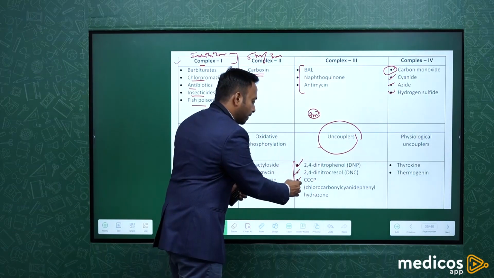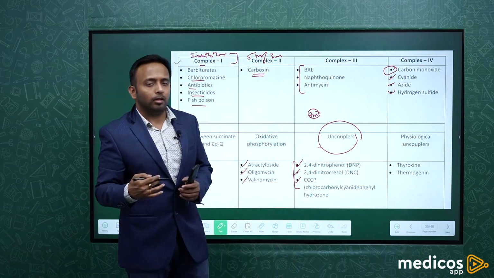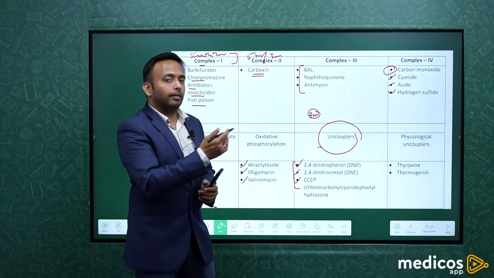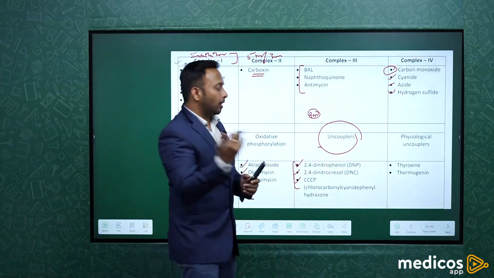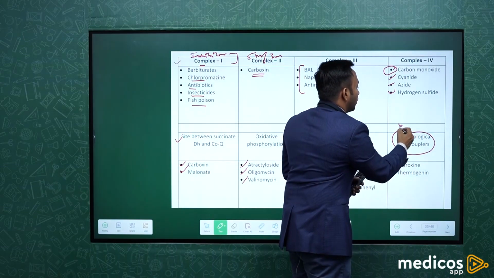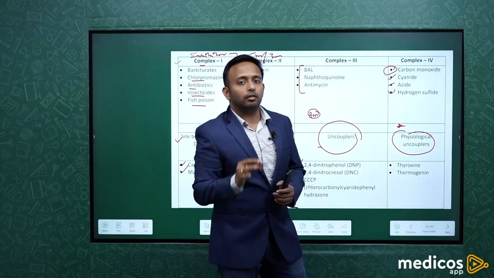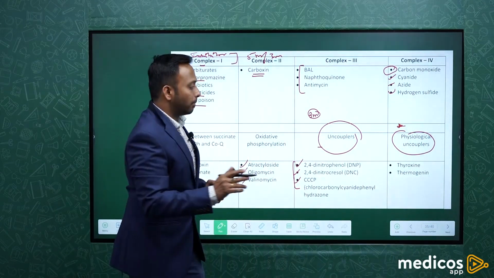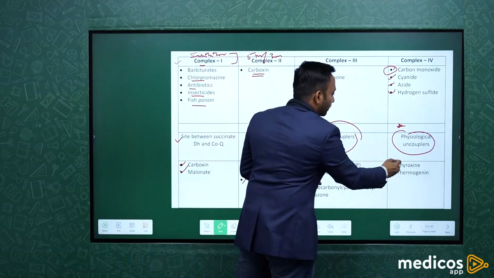These are not normally present. They are chemical substances; when you take them, inhale them, or they contaminate your food, definitely you are going to have uncoupling. But in our body there are already some uncouplers present. They are called physiological uncouplers. In the exam, for a 3-mark question they will ask you to write examples of physiological uncouplers. They are important. One is the thyroid hormone.